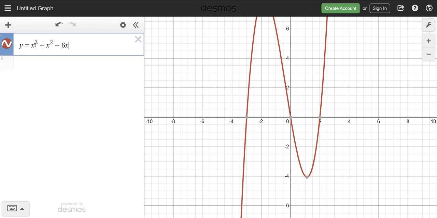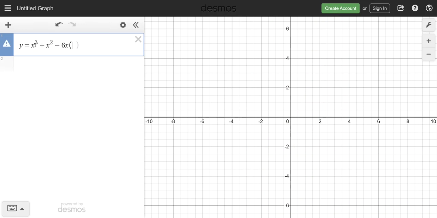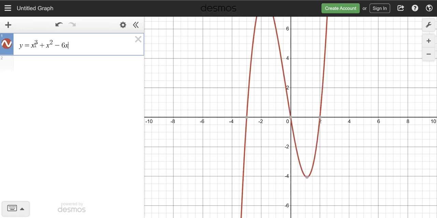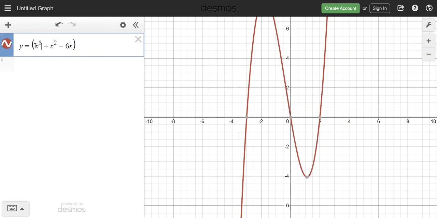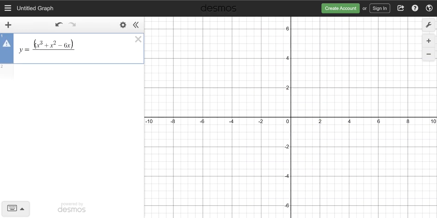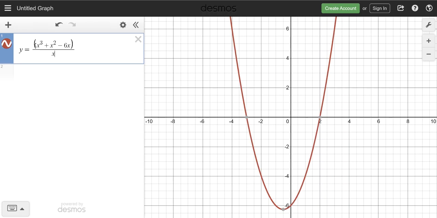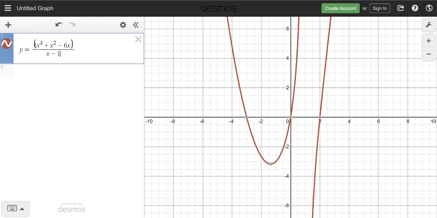And we're going to divide all of that by, I think I'm going to have to put parentheses around this to make it work. Otherwise, it won't come out right. It's all of the top divided by the bottom. So I have to put parentheses here so there's no confusion. This is the numerator. I'm going to be dividing the numerator by x minus 1.